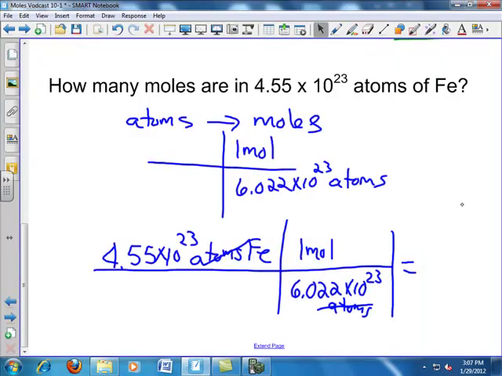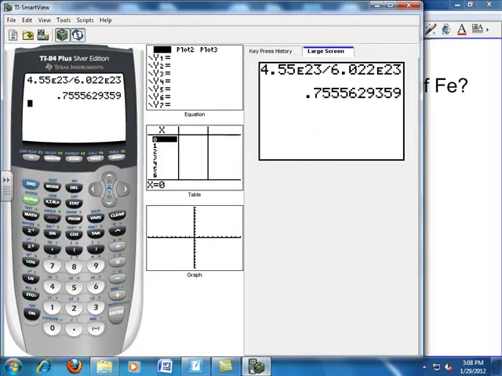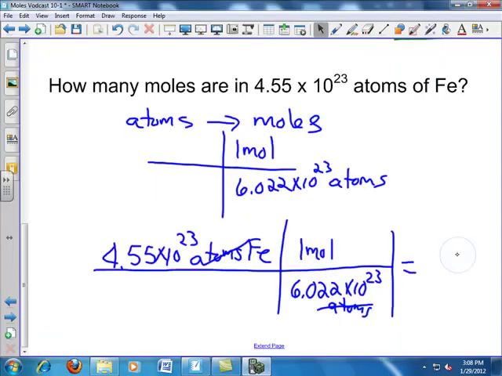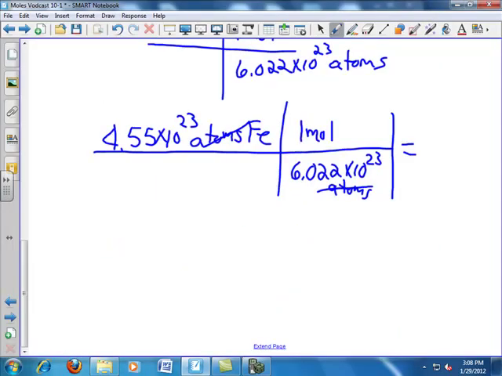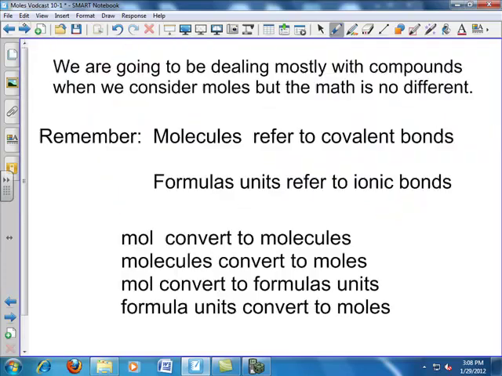And we'll use the number that we got, which I forgot to look at, 0.755. So this comes out to be 0.75, and then now this is moles of Fe. Okay, because atoms canceled out. So this is just a conversion. You're converting from atoms to moles, moles to atoms.